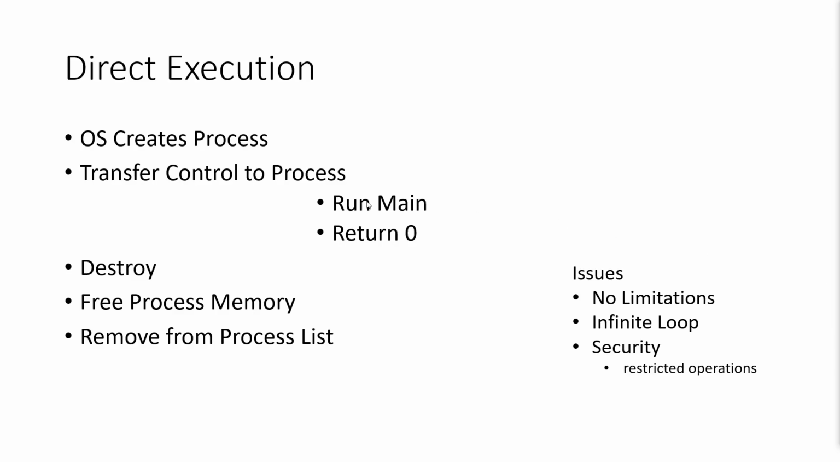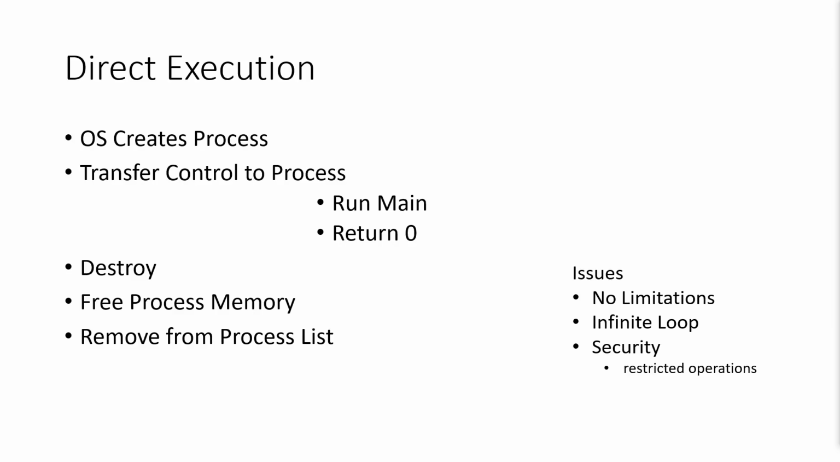So the operating system is going to create the process, just like I talked about in the creation slide. We create the process control block, add it to the list. Then we'll transfer control to the process, run main, wait for it to get to the end where it returns 0, and then we'll destroy the process. This is pretty simple. It involves just freeing the process memory and removing it from the process list.